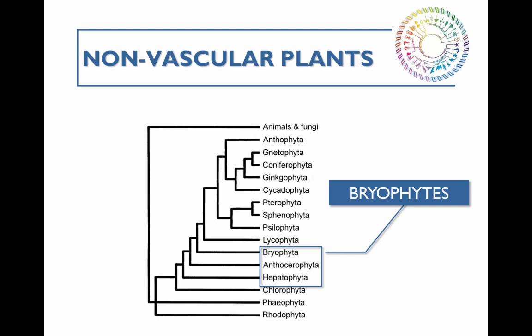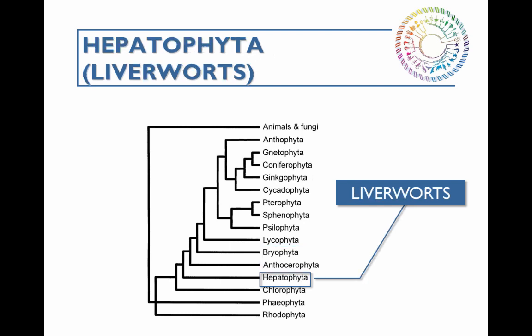Now, I mentioned earlier that there are three different evolutionary lineages of the non-vascular plants, which are collectively often known as the bryophytes. For the remainder of this lecture, I'm going to talk about the hepatophyta, which in English are known as liverworts.